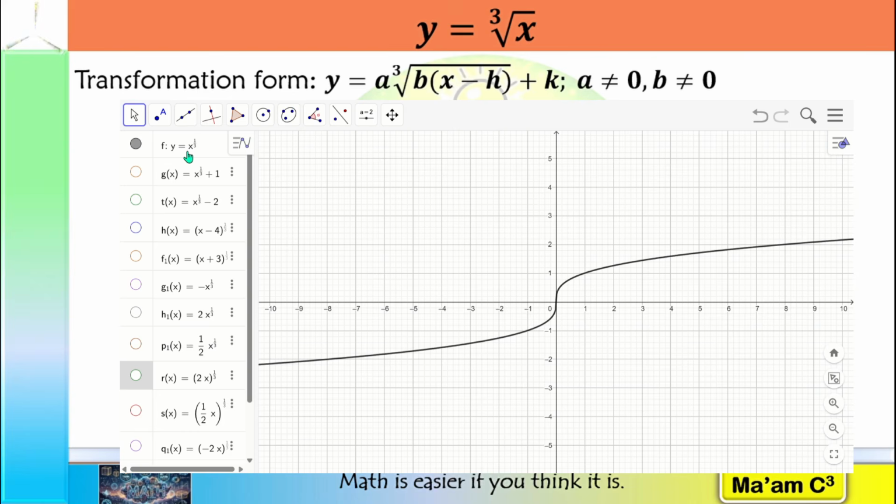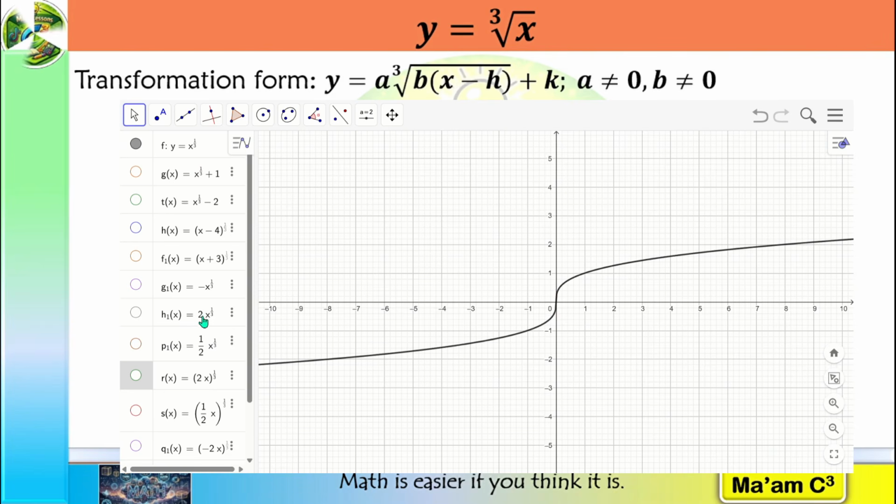Now, what if the cube root of x is made negative cube root of x? What will happen? The graph reflects across the x-axis. So this portion is now this one, while this portion is this one. So as if you flipped your graph across the x-axis. Now what if I added 2 here?